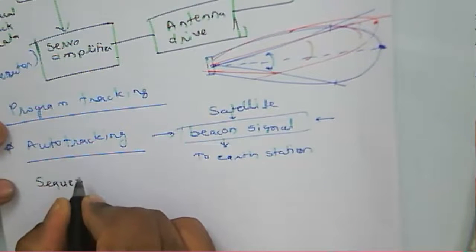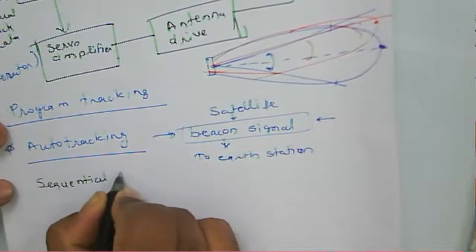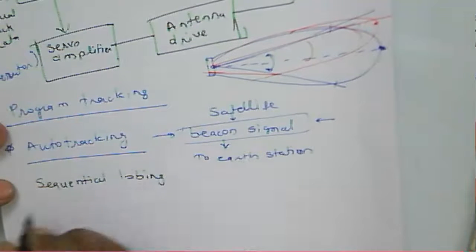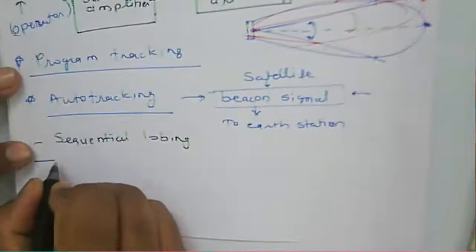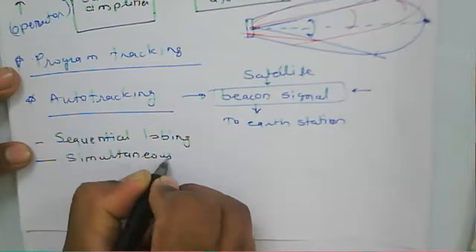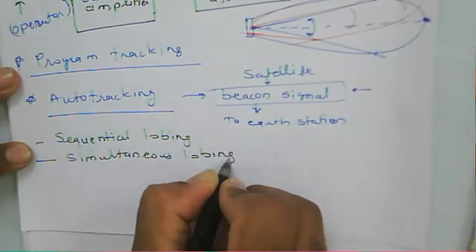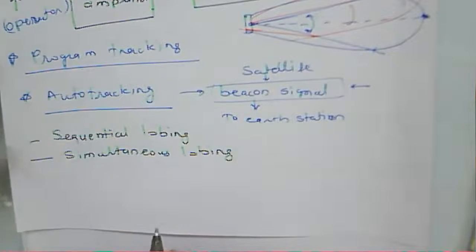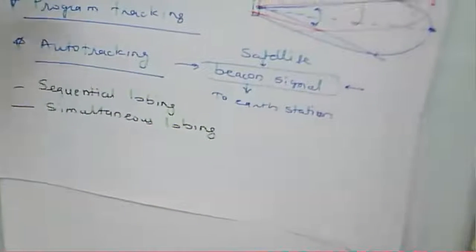We can say that we have two types: a sequential lobing and a simultaneous lobing. Now there are these two types of lobing, and according to that, we can find out the tracking error by comparing the beacon signal received by these two antenna patterns.